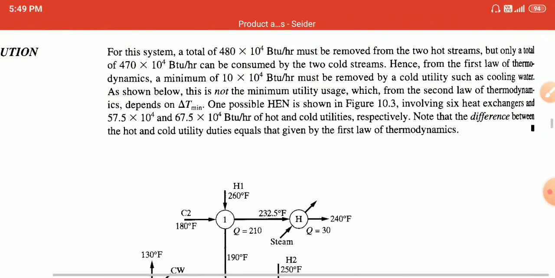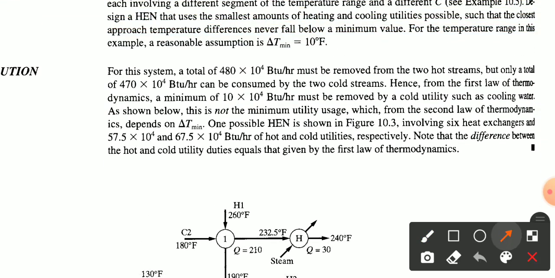For this system, a total of 480 times 10 to the 4 BTU per hour must be removed from the two hot streams, but only a total of 470 times 10 to the 4 BTU per hour can be consumed by the two cold streams. Hence, from the first law of thermodynamics, a minimum of 10 times 10 to the 4 BTU per hour must be removed by a cold utility such as cooling water.